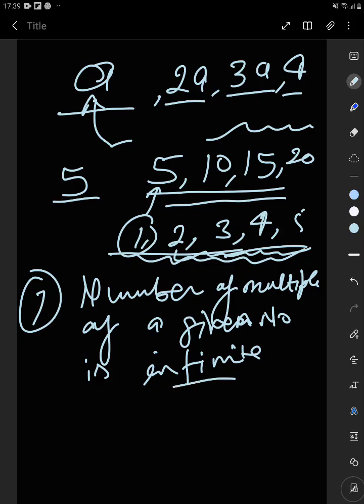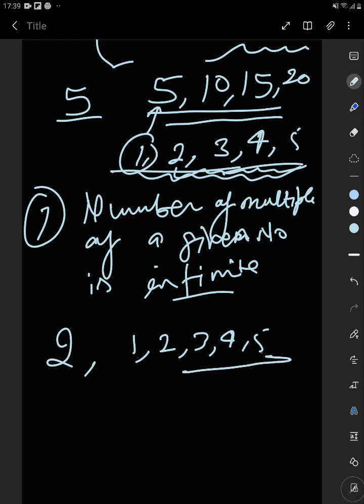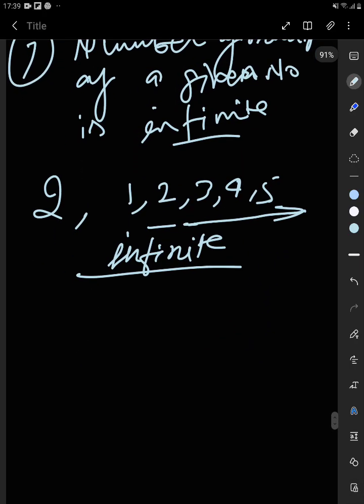Why is it infinite? Because let's take any number, say 2. If you want to find the multiples of this number, you first multiply by 1, then 2, then 3, then 4 and 5. There is no end here. You can keep on multiplying till infinite. Infinite doesn't have any value, so we say it as infinite. So the number of multiples will be infinite. You got the point? So this is the seventh property. Now the eighth property.